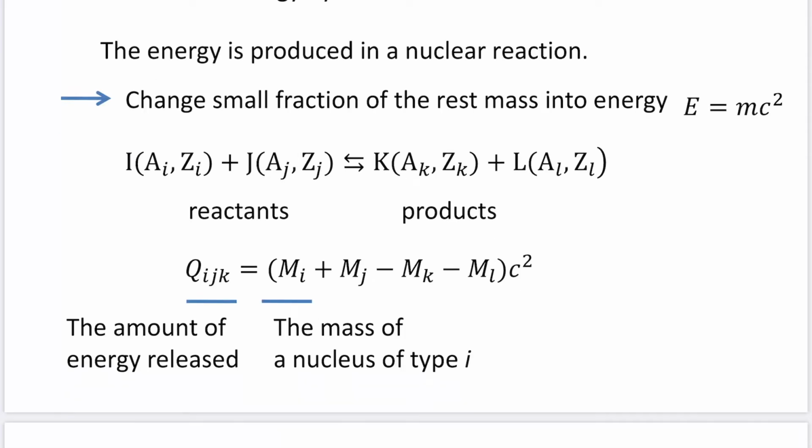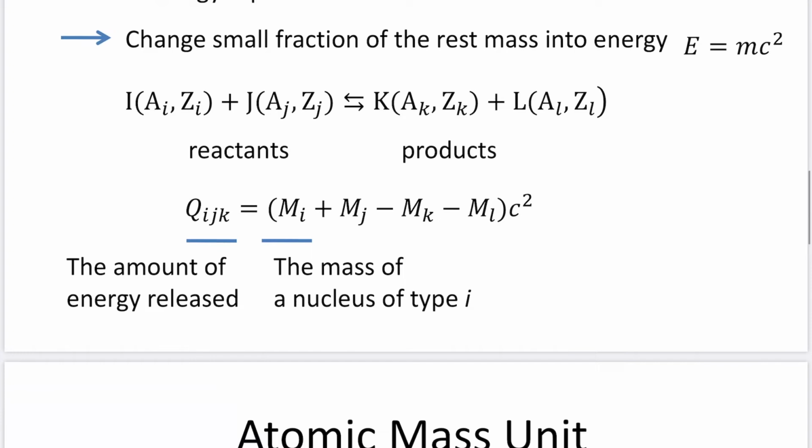Mass is a form of energy, by the famous equation E equals mc squared. By changing the mass between the reactants and the products, energy is produced. So how much energy is produced we can calculate from the change of the masses. The amount of energy released can be calculated as M sub I plus M sub J, the mass of the reactants, minus the mass of the products, M sub K plus M sub L, times c squared.